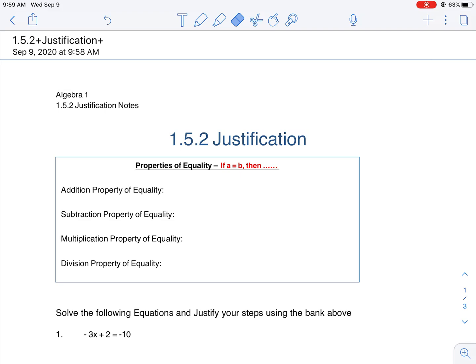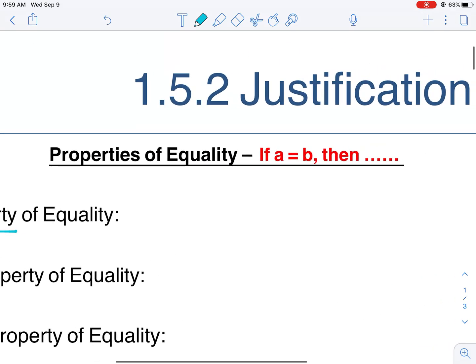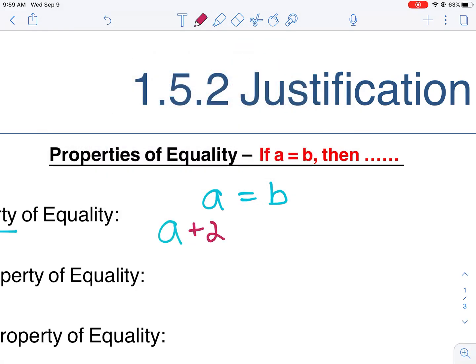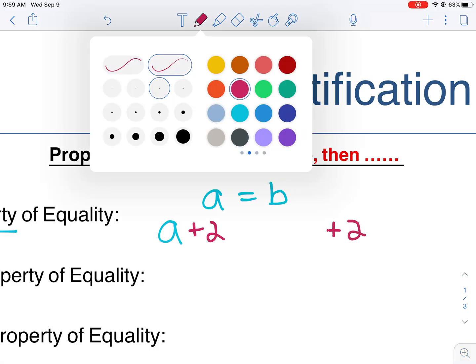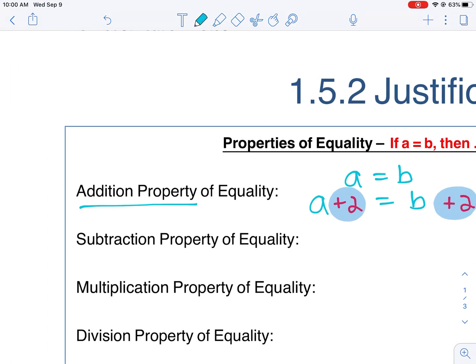All right, so today we're going to do justifications of solving equations. So you're just going to basically explain each step to your solving process. So the first property you need to know is the addition property of equality. That's when, if you have A equals B, you add something to each side. So if you do A plus 2 and B plus 2, then they're still going to be equal. So you're just adding the same thing.